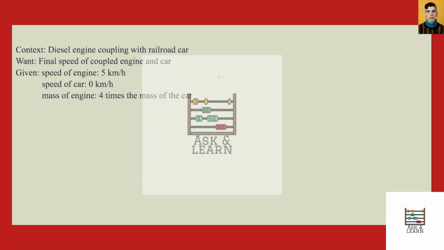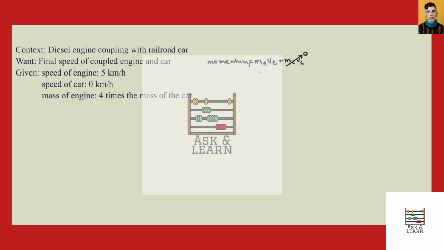So first, let's calculate the momentum prior to the coupling. So the momentum is going to be, let's write it, momentum. It's going to be equal to the mass of the engine times the velocity of the engine plus the mass of the car times the velocity of the car. We know the car has 0 velocity, so we just say that this is 0. And then let's put an I over here as momentum initial.